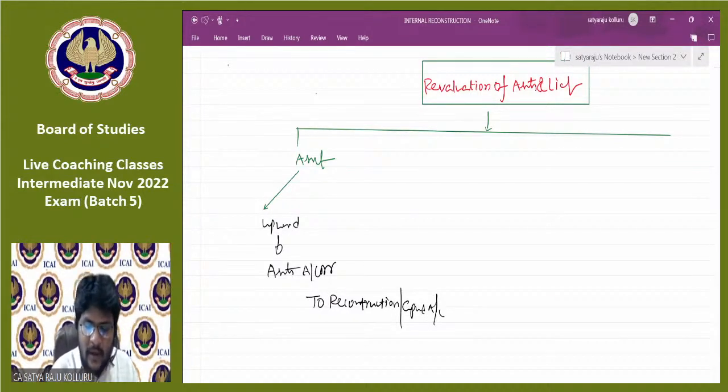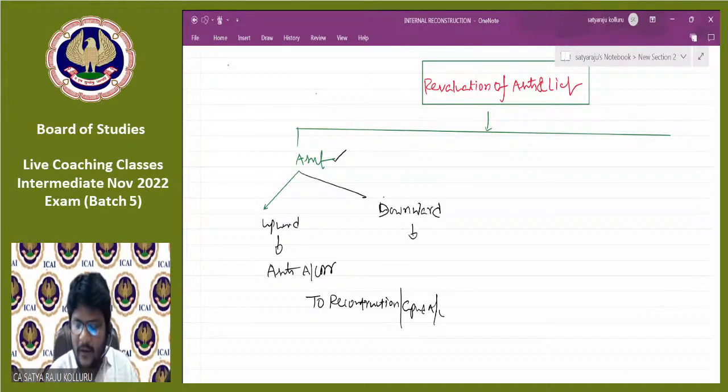Sir, if it is a liability... sorry, not a liability. Sir, if it is a downward revaluation, I already wrote it is an asset, no? If it is a downward revaluation, the entry is reconstruction account debit to asset account.